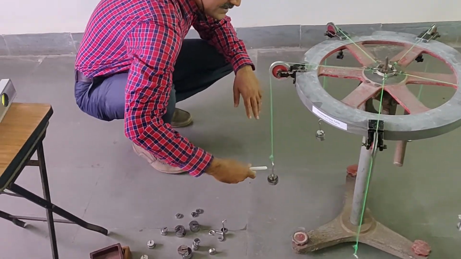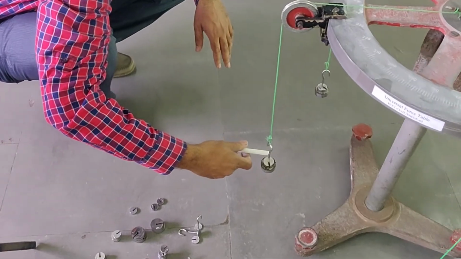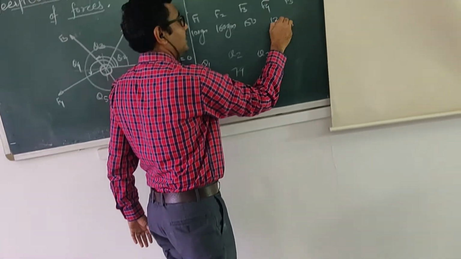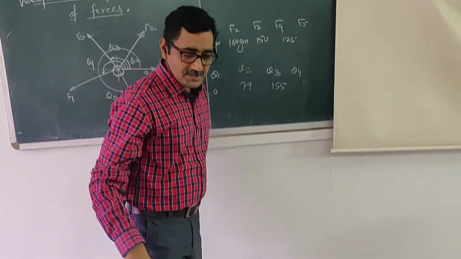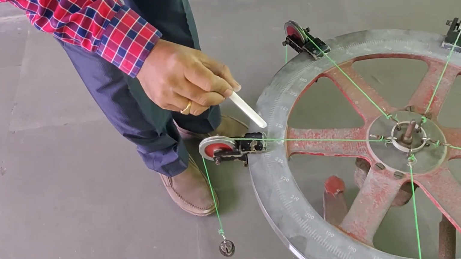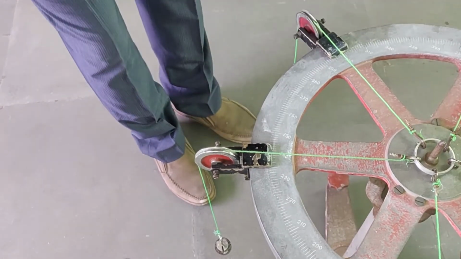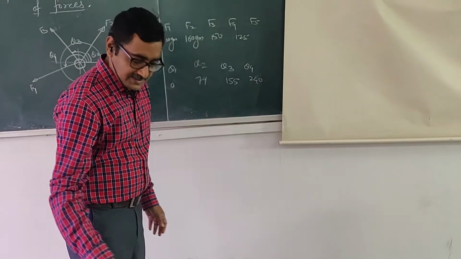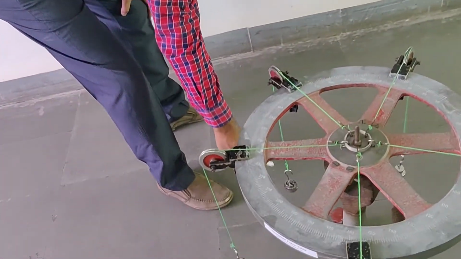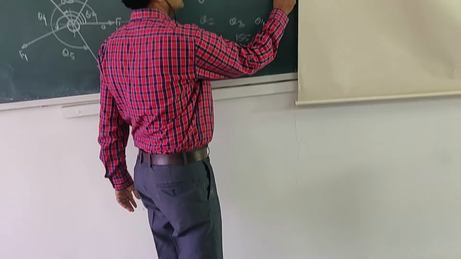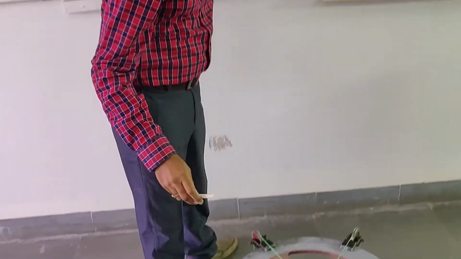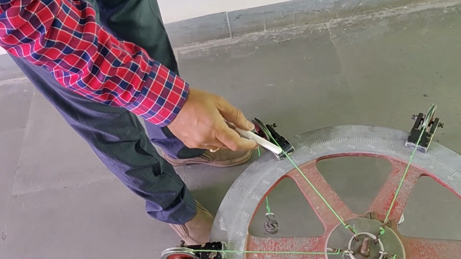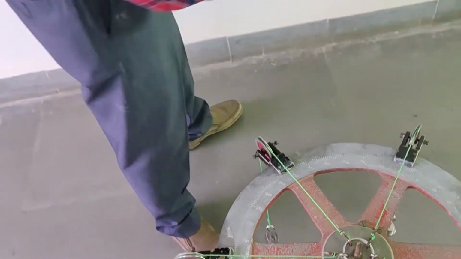Now this is the F4 force. F4 is 125 gram. How much is theta 4? This angle is approximately 240. And this is F5, again 125 gram. And theta 5, how much is the angle? Its angle is 296 degree.